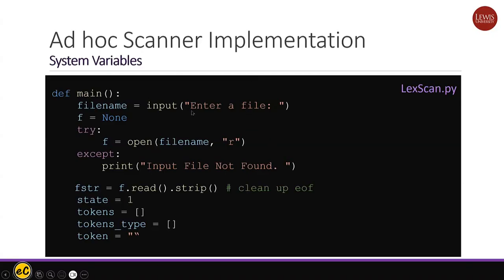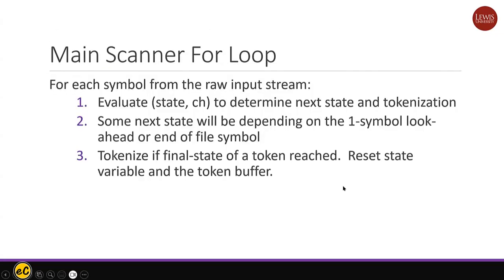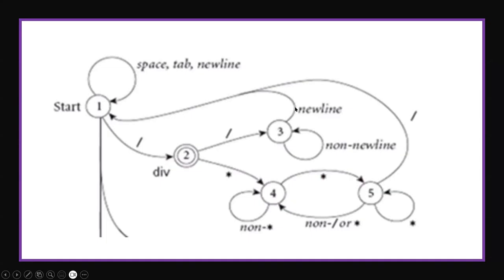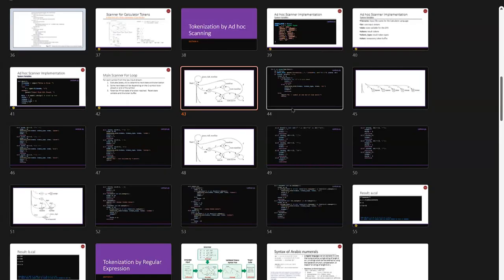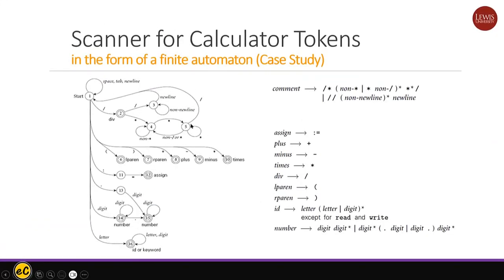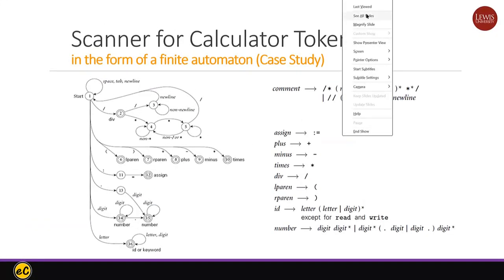So here it gives you the whole program structure. You input a file name, you open the file, and then you read and strip using cleanup. And then you determine the different system variables in the lexical analysis. And then you go into the scanner's main loop. For the main loop, we just take part of the picture, a partial design, which I'll emphasize.